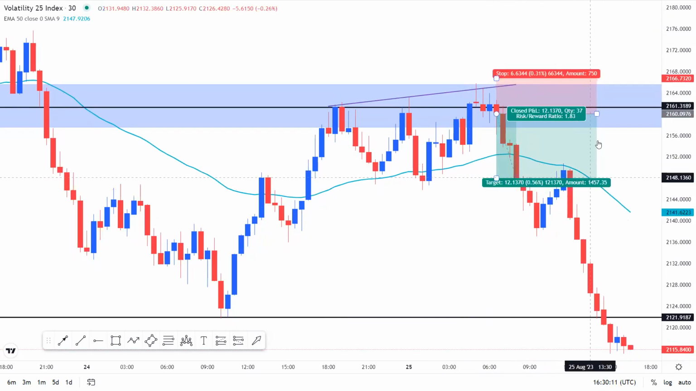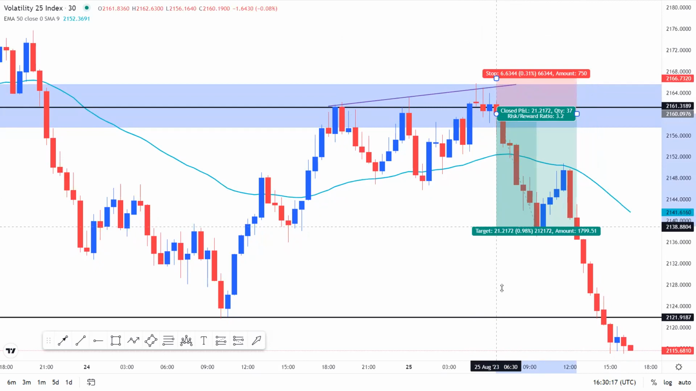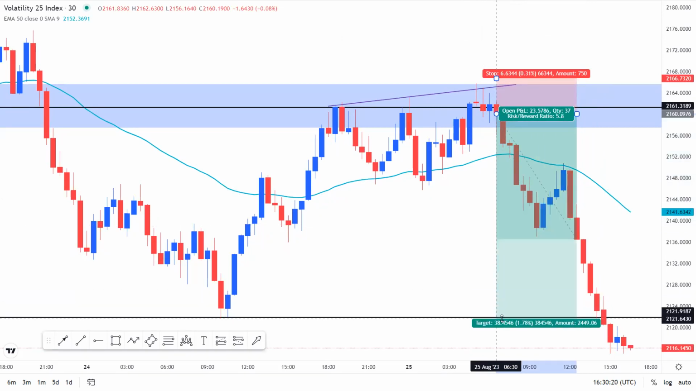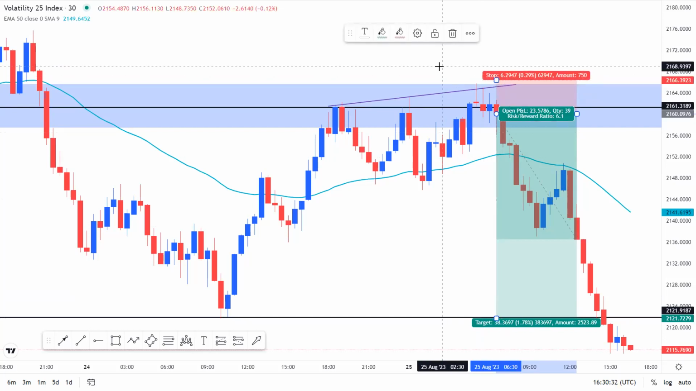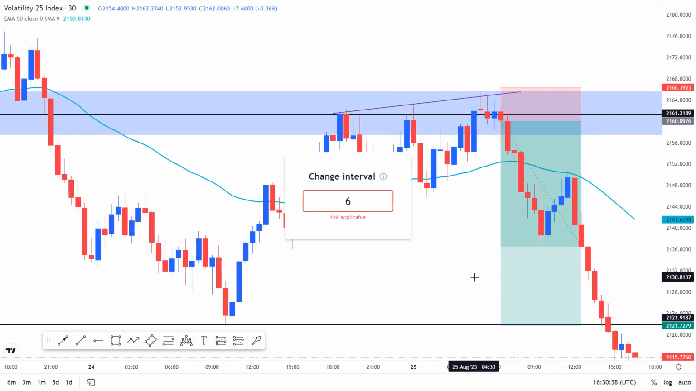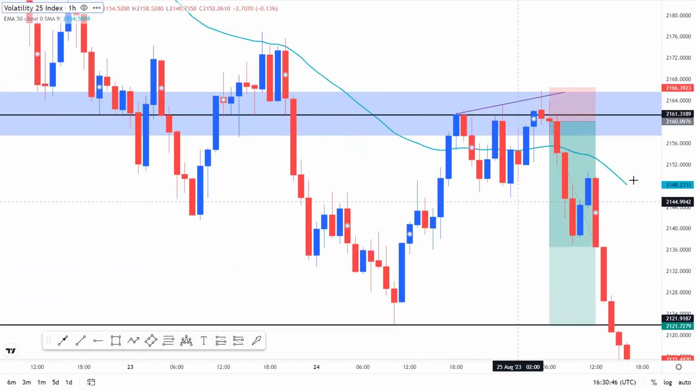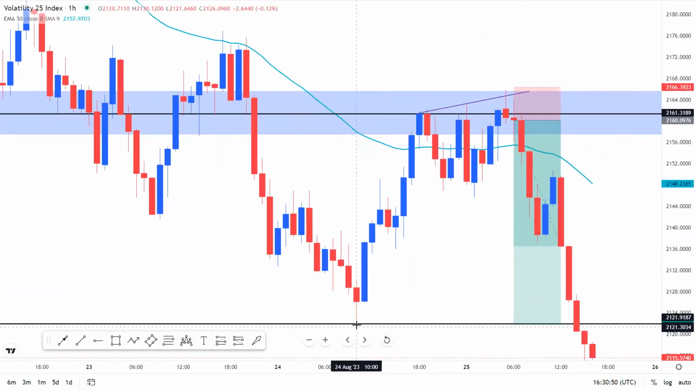And then I pretty much was targeting the previous daily lows. Yeah, I think that's my stop loss here. Or a 1 to 6 risk to reward. So my take profit was at the previous low right about here.